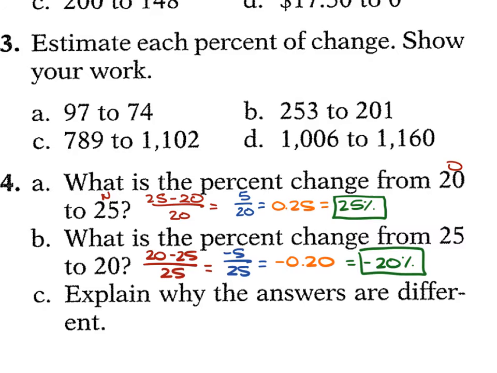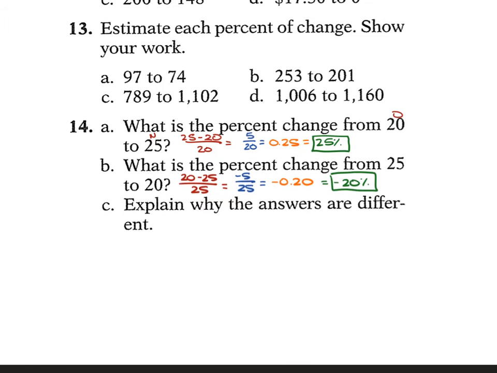Explain why the answers are different. Now, with these, the answers are different because your starting amount, your original, is different in each, and the new is also different in each. So one is an increase, the other is a decrease because those amounts differ.